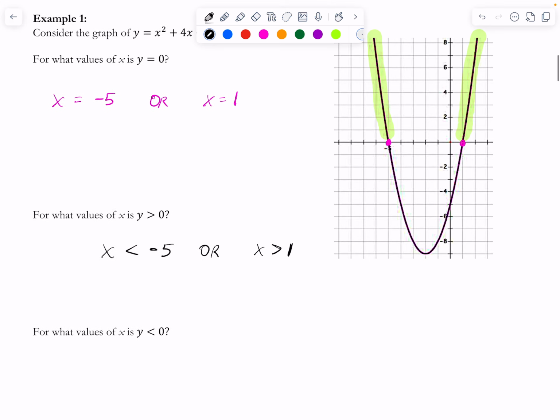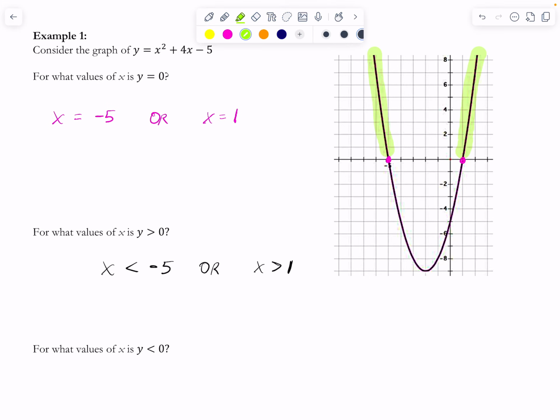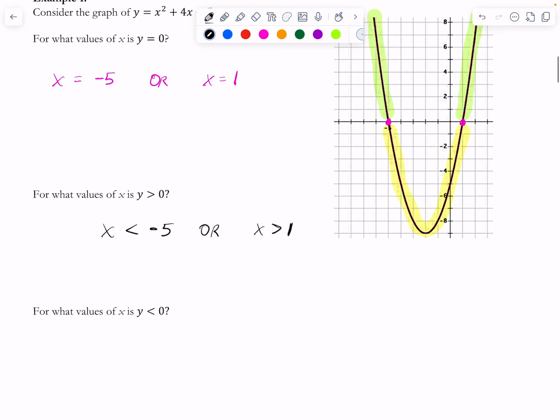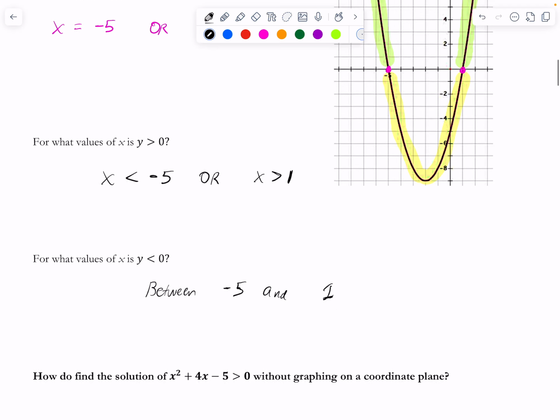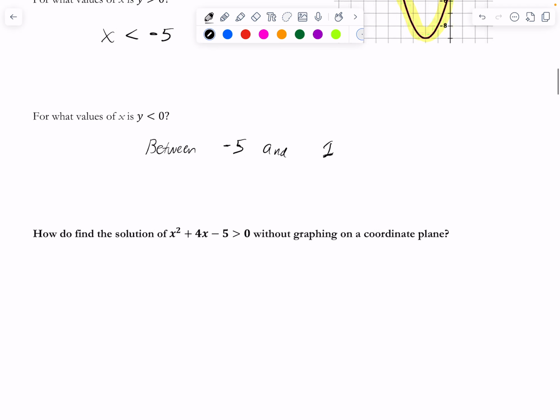And then it says for what values of x is y less than 0. That's where you have negative y values, or below the x-axis, which would be this whole thing here. So that would be between -5 and +1.